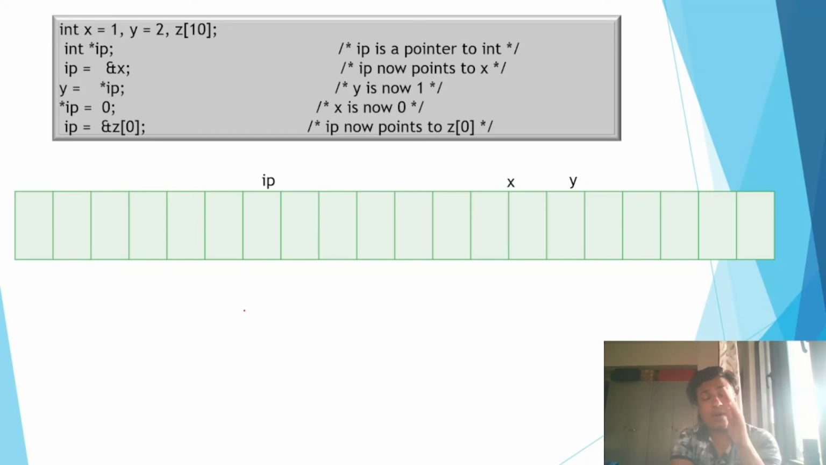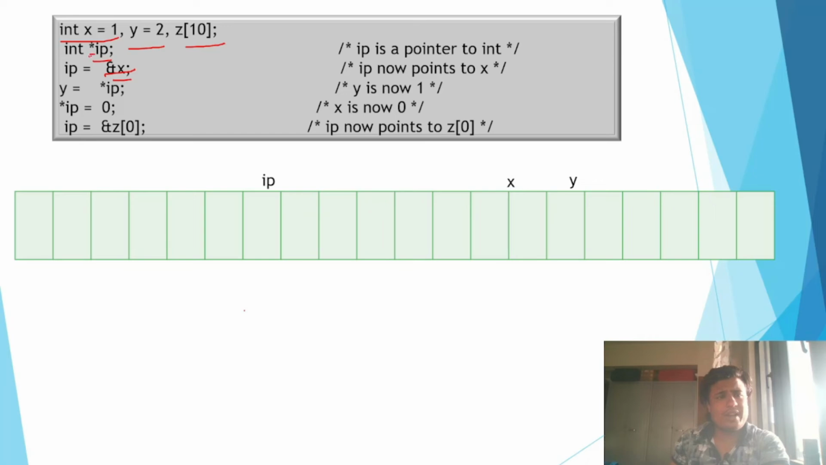It's either x or y, because z, both are pointer variables. So we have to use the ampersand sign to get the address of this variable. So x is declared as 2, y as 10, and then the variable z. IP will have the address, it's a pointer variable.